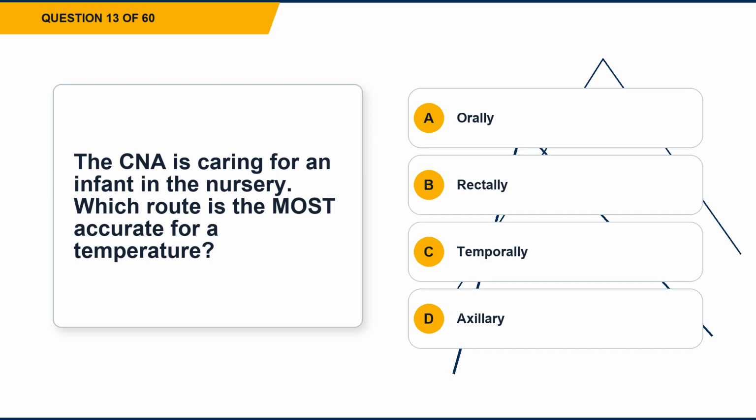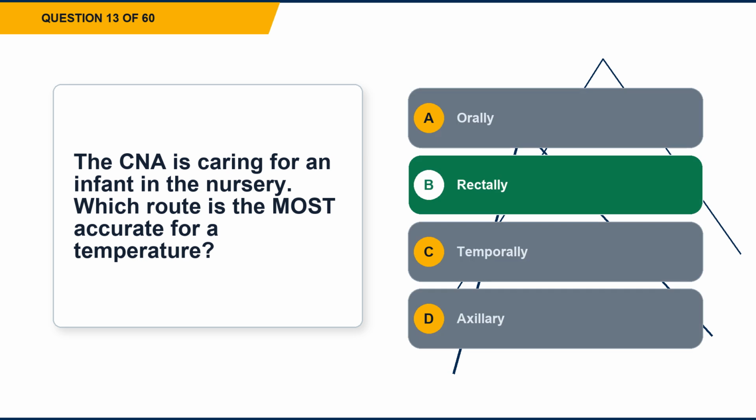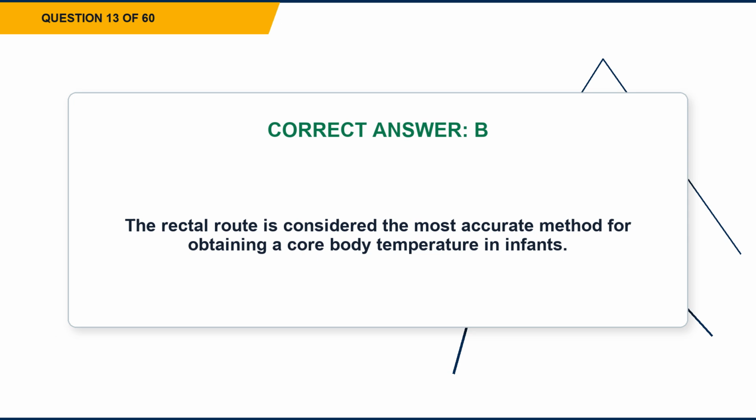Question 13. The CNA is caring for an infant in the nursery. Which route is the most accurate for a temperature? Option A, orally. Option B, rectally. Option C, temporally. Option D, axillary. The correct answer is option B, rectally. Explanation. The rectal route is considered the most accurate method for obtaining a core body temperature in infants.